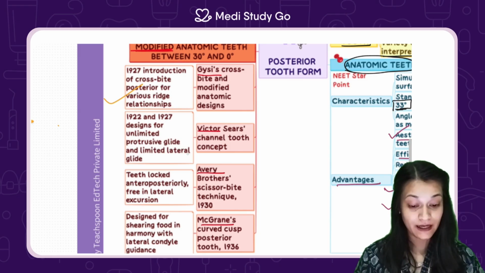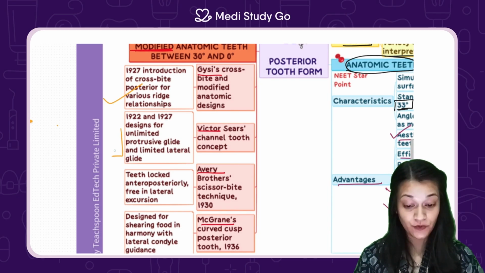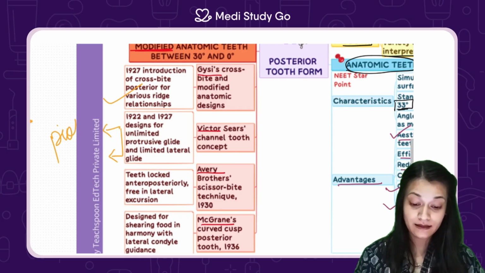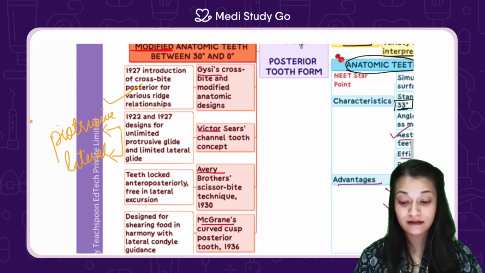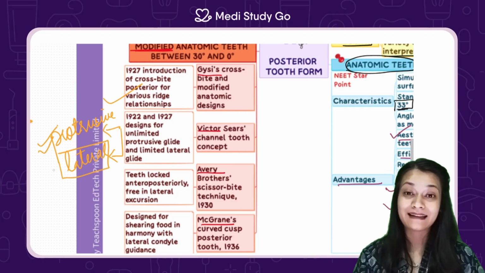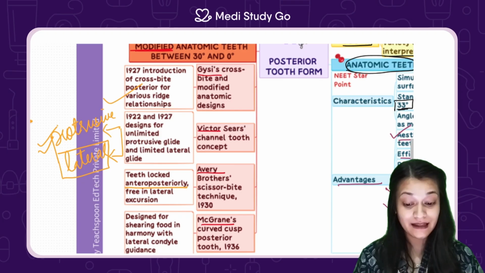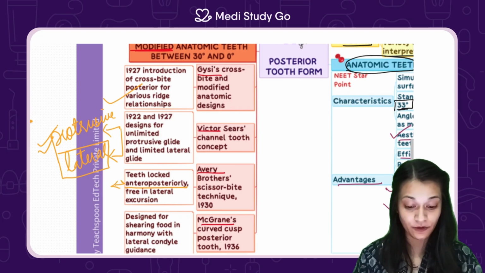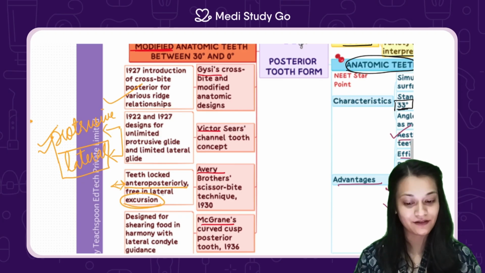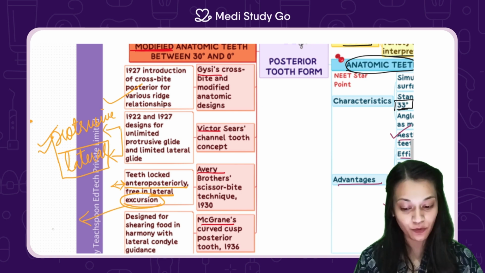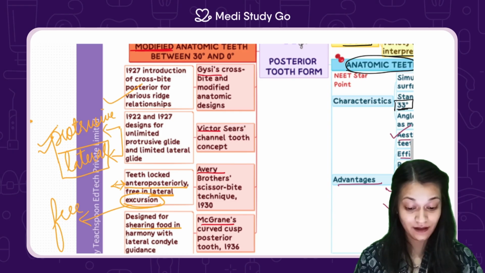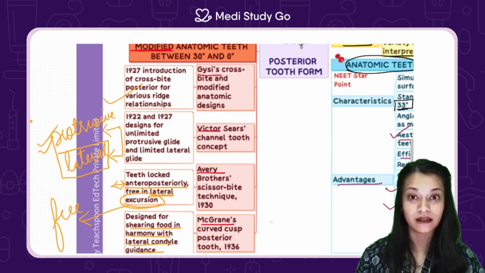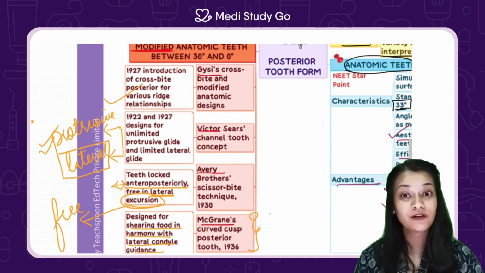At the same time, Victor came up with unlimited protrusive glide and limited lateral glide. There were two excursive movements that were considered, protrusive and lateral. Avery then came up with a locking system in the anterior-posterior direction, but for lateral excursion, free movement could happen. According to the Myerson modification, there was shearing of food in harmony with your lateral condylar guidance.